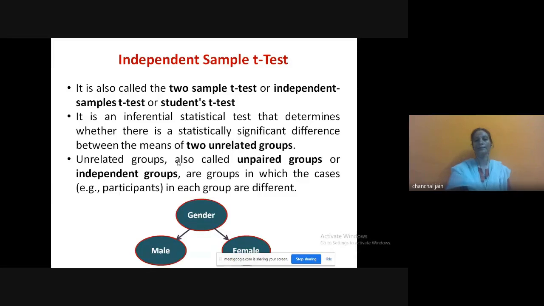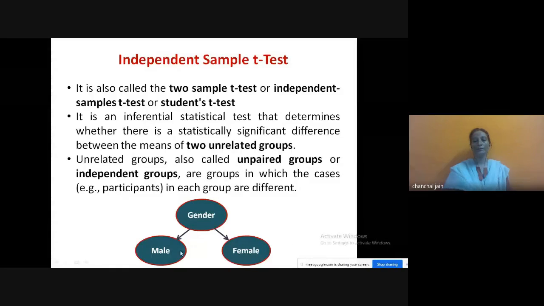For example, suppose gender is a variable. Gender is an independent variable and it is divided into two groups, that is the male group and the female group. The participants of the male group, those respondents who are male, cannot be part of the female group. This way both the groups are independent in nature. So that is the meaning of the independent sample t-test.